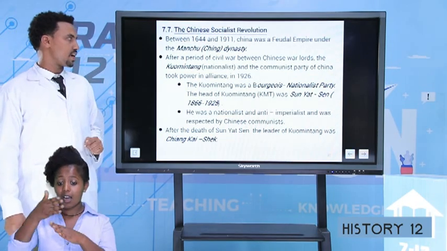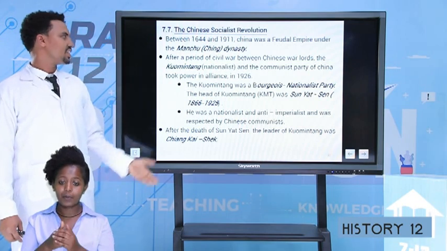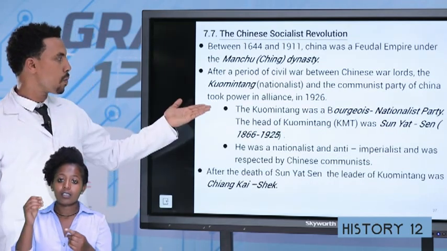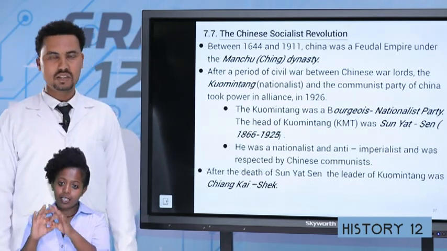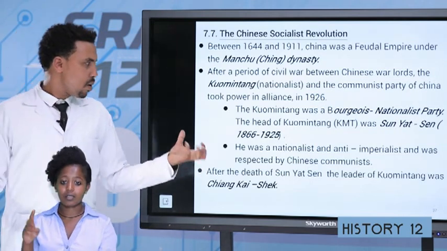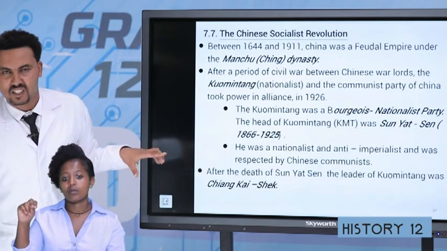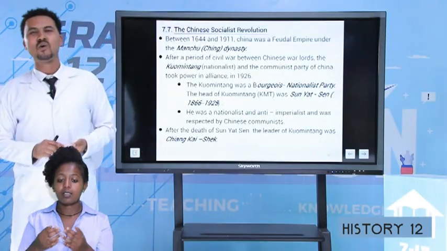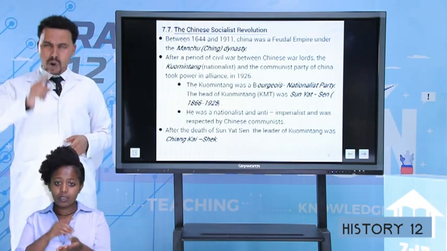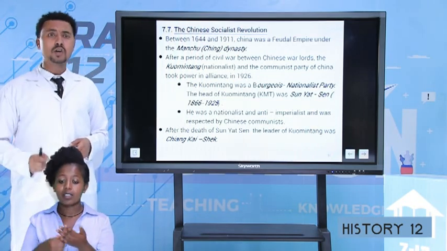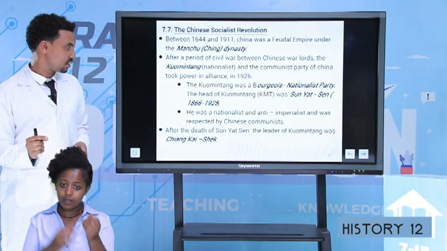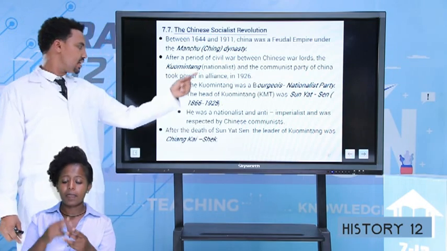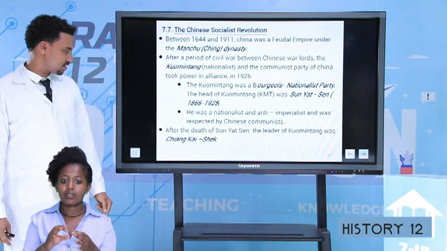After the period of civil war between Chinese warlords, the Kuomintang and the Communist Party of China took power in alliance since 1926. But the Kuomintang was bourgeois nationalist. The head of the Kuomintang was Dr. Sun Yat-sen, the founder of the Kuomintang Party. He was a nationalist and anti-imperialist and was respected by Chinese communists.